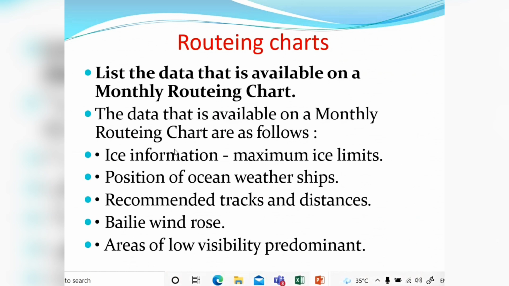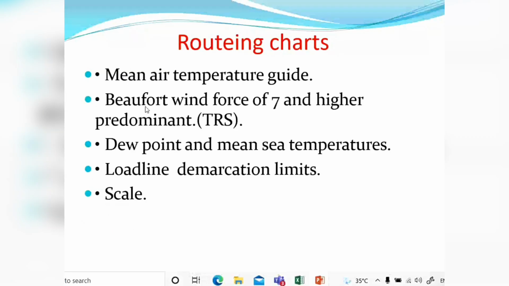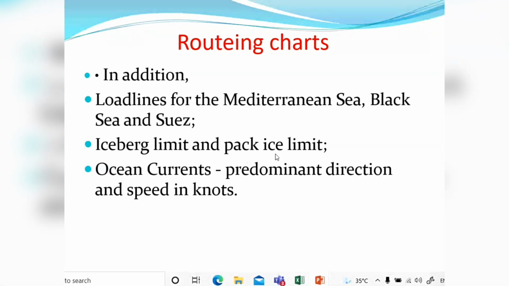The data that is available on monthly chart is ice information, maximum ice limits, position of ocean weather ships, recommended tracks, distances, Barre wind roses, areas of low visibility, mean air temperature guide, Beaufort wind force of 7 and higher, predominant areas, जहाँ पे predominant है wind force 7, dew point, mean sea temperatures, ये भी दिए होते हैं, load line, demarcation limits and scale. What is the scale of the chart? In addition, load lines for Red Sea, Black Sea, Suez, iceberg limit and pack ice limit. Ocean currents, predominant direction and speed in knots.